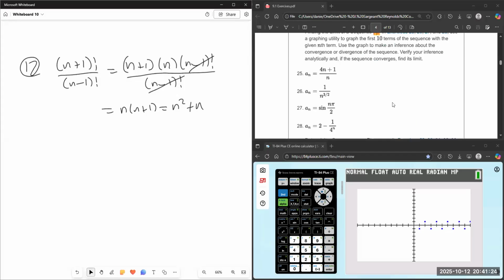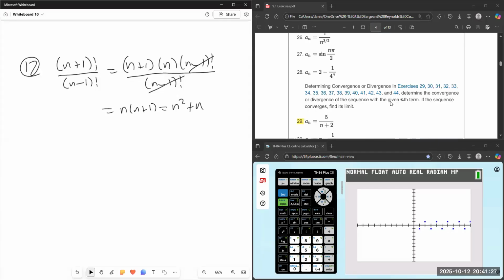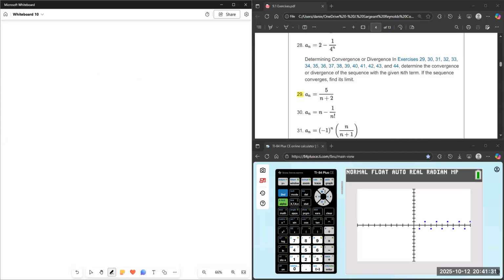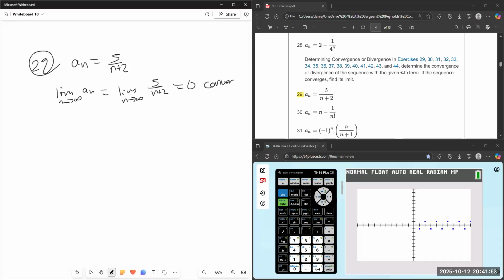Let's look now at 29. Says to determine convergence or divergence, 5 over n plus 2. Limit as n goes to infinity of an is equal to limit as n goes to infinity, 5 over n plus 2 goes to 0, so it converges because it goes to a finite number.